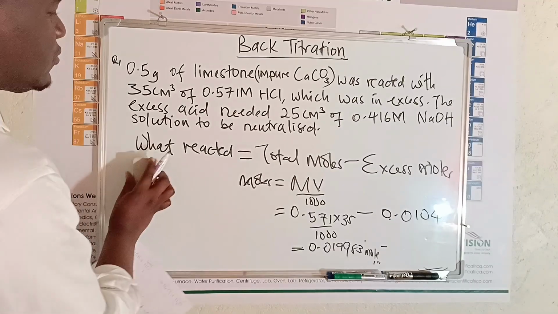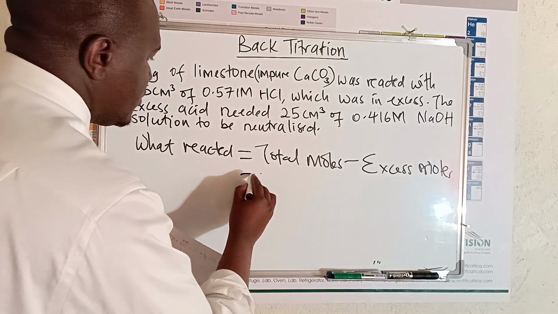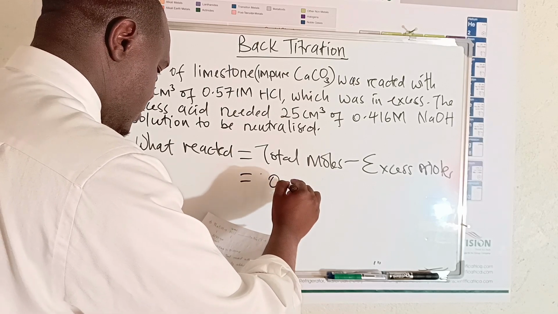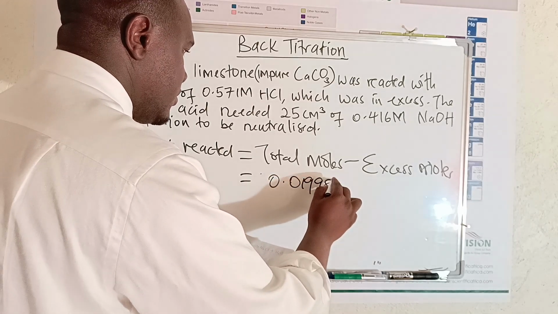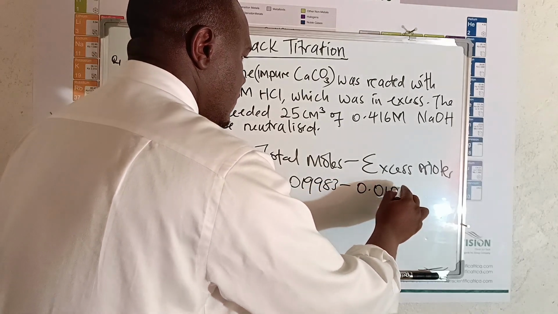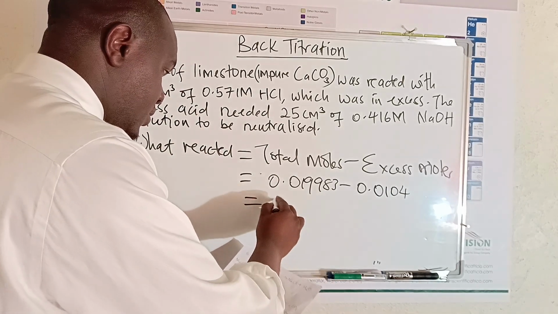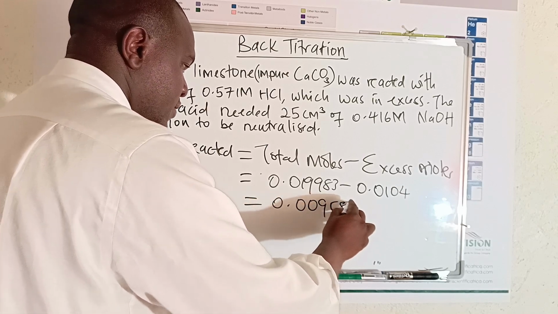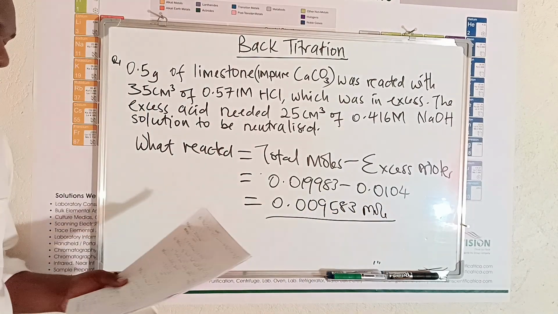Which is equal now to 0.0199983 minus the moles that was excess, which was 0.0104, and we get that moles to be, if you subtract, 0.009583 mole. Now this is the moles of acid that reacted with the carbonate.